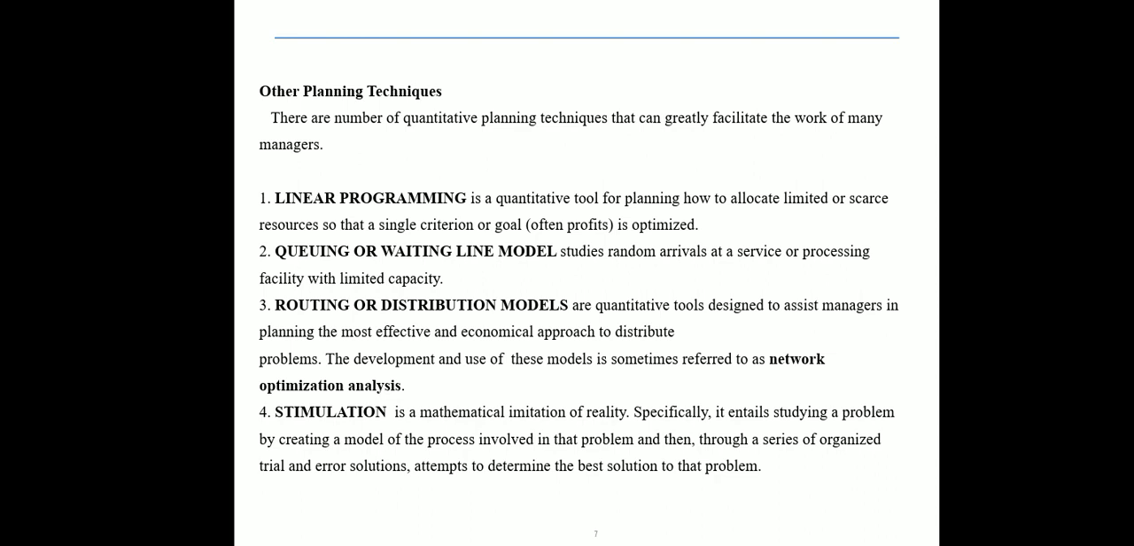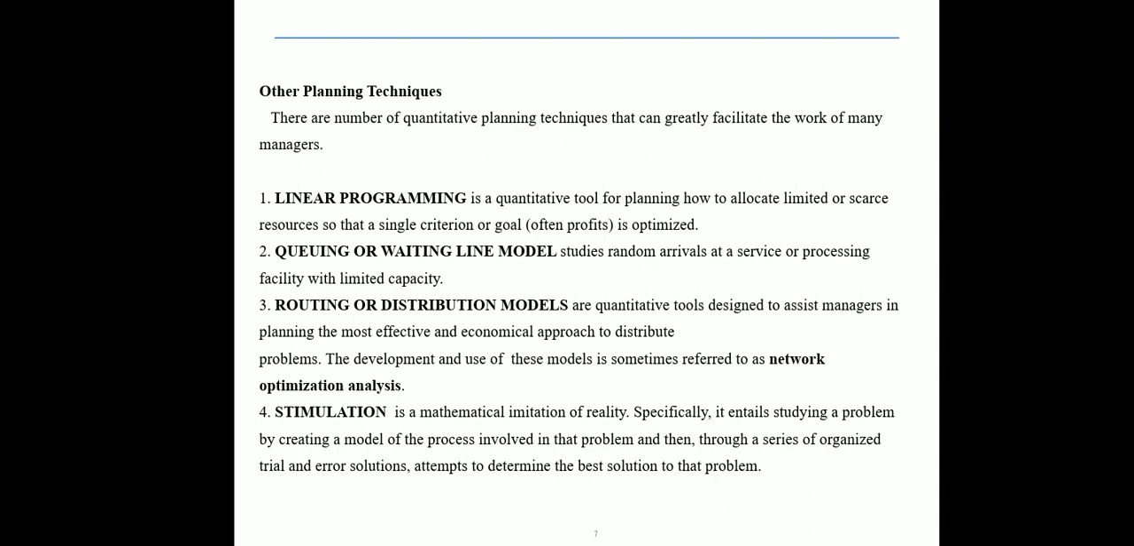Then queuing, or the waiting line model, studies random arrivals at a service or processing facility with limited capacity. Examples of objects that must wait in lines include a machine waiting for repair, a customer order waiting to be processed, electronic messages on the internet, or ships or rail cars waiting for unloading.